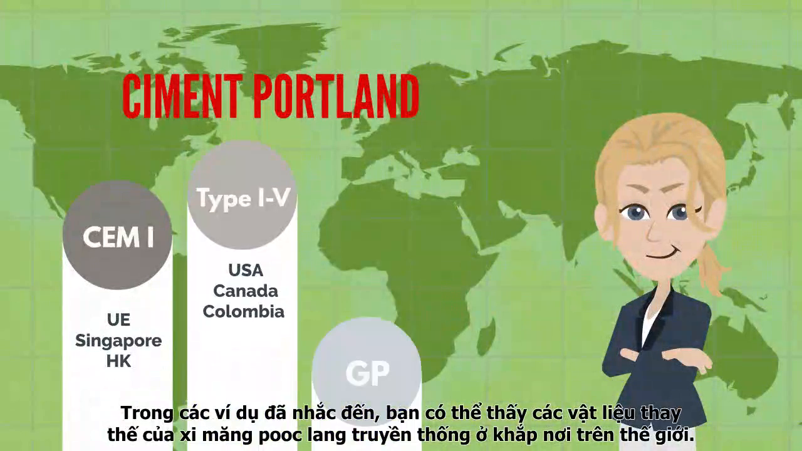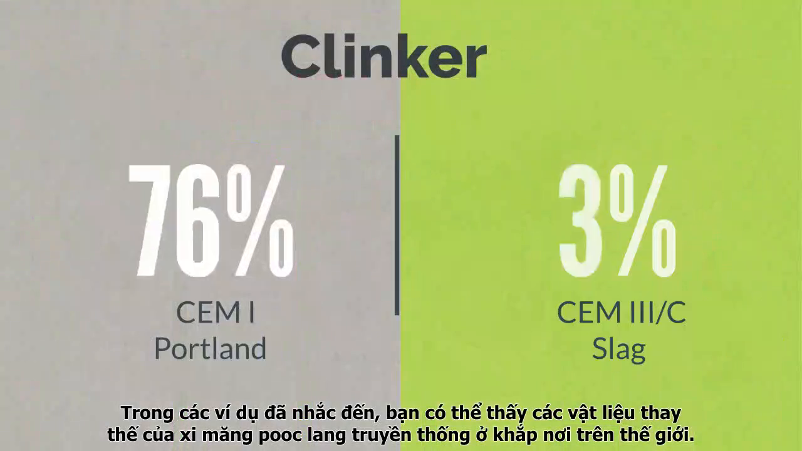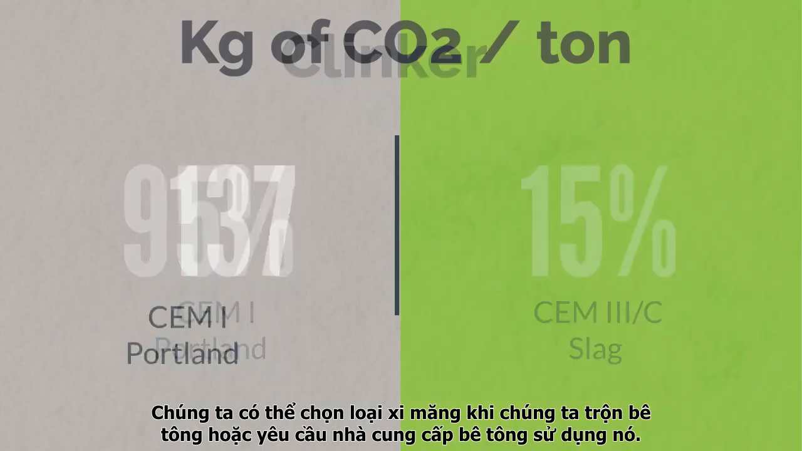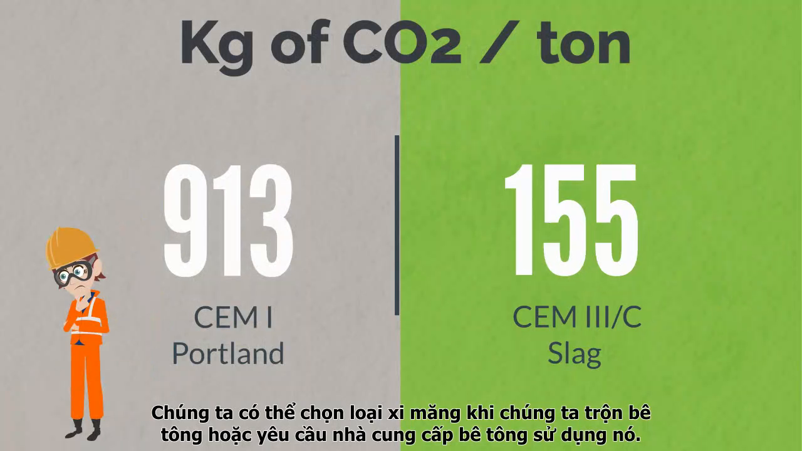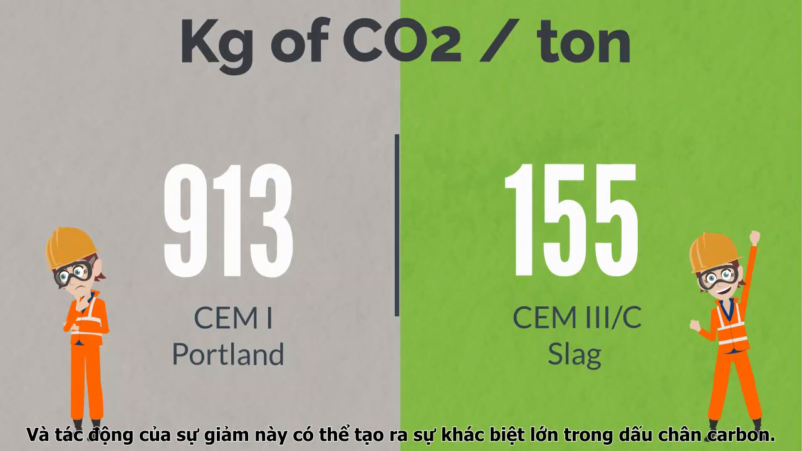In the example already mentioned, you can see the equivalent of traditional Portland cement in other parts of the world. Therefore, at Soletanche-Bachy, to reduce the carbon footprint of our concrete, we can either choose these cements when we produce our mixes or ask our concrete suppliers to use them. And the impact reduction can make a huge difference in our carbon footprint.